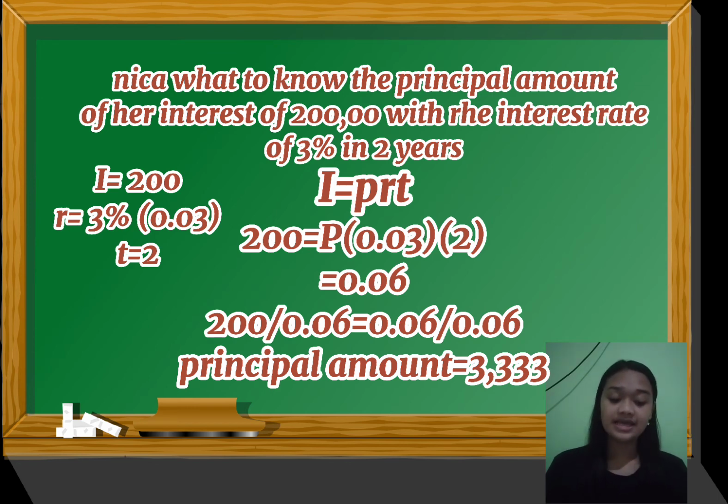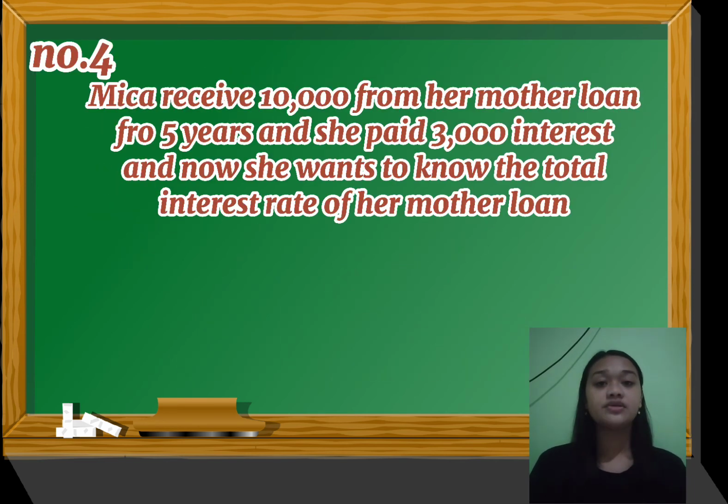So 0.03 times 2 is equal to 0.06. We need to divide both sides by 0.06. So 200 pesos divided by 0.06, and 0.06 divided by 0.06. The answer is 3,333, because 200 divided by 0.06 is 3,333. So it means the P, or the principal, is 3,333 pesos. Nico needs to invest 3,333 pesos with interest rate of 3% in 2 years to get the interest of 200 pesos. Let's proceed to the fourth example, or fourth problem.